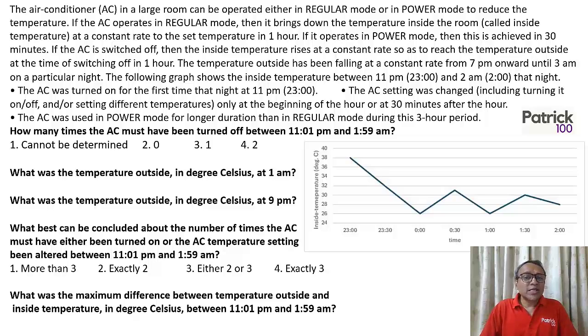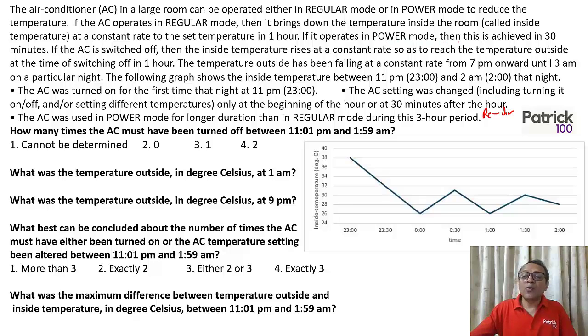So the first step is always to read it properly and try to look at the data and see if you can avoid reading it again. So there is an air conditioner in a large room, operated in two ways: regular mode and power mode. When the AC operates in regular mode, it will bring down the temperature inside the room at a constant rate in 1 hour. So that means if it is regular mode, the temperature will come down in 1 hour, right?